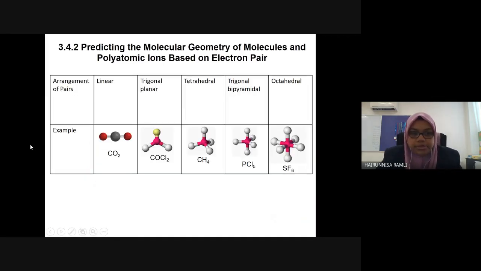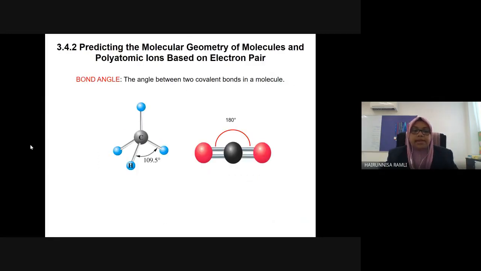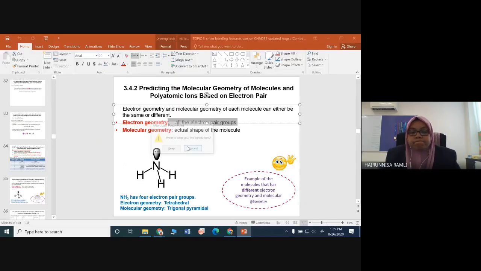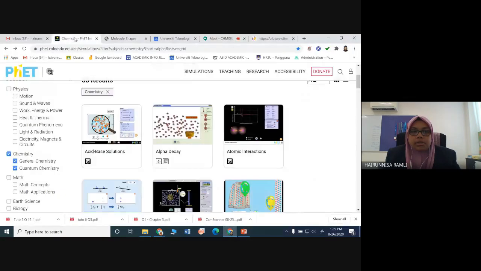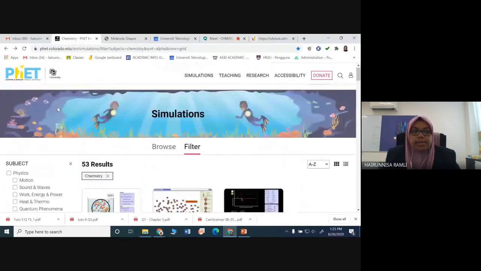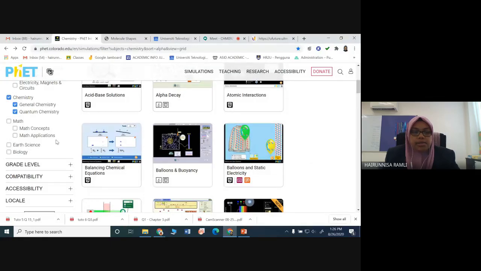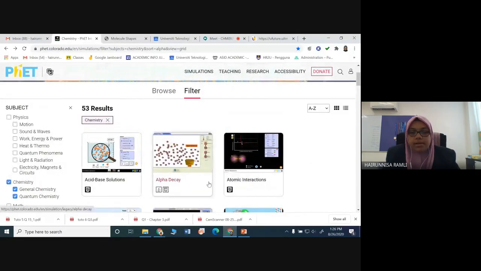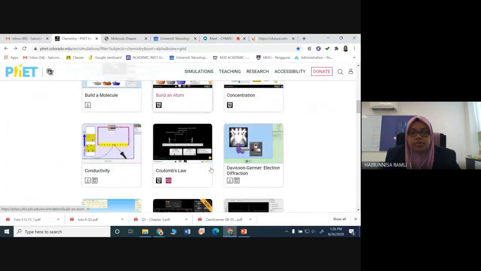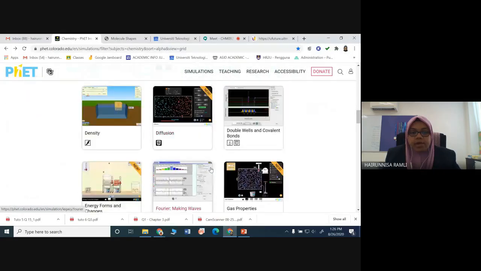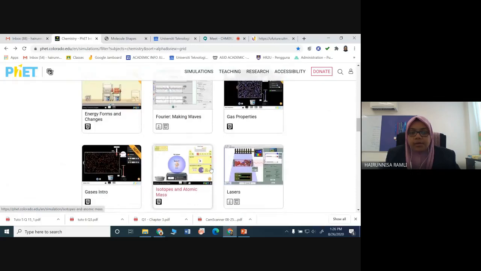Okay, so ini dia punya a few examples lah. Sebelum saya pergi kat sini, saya akan tunjuklah. Kita pergi pada simulation here. Kalau you pergi kat sini, actually you have lebih daripada chemistry, even you have physics, maths pun ada, biology. But if you tick on chemistry, you can go to the few lah kat sini. You boleh carilah benda-benda yang berkenaan dengan you kan.